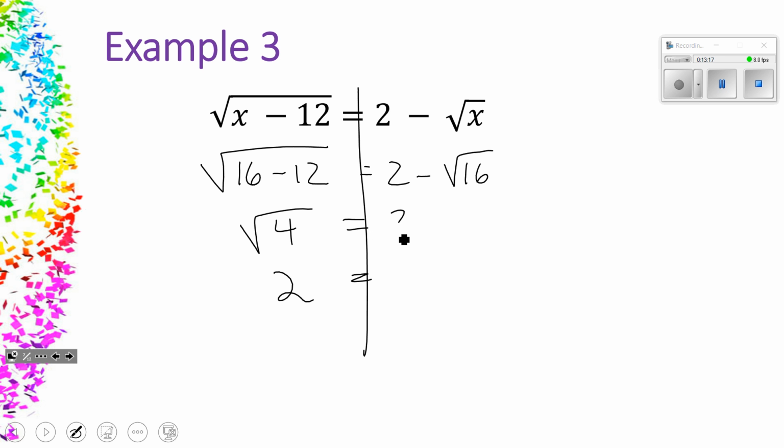On this side, square root of 16 is 4. But what's 2 minus 4? Are the two sides equal? No. So what will we say about 16? Yeah, it's your word. It's extraneous. It doesn't work. Any questions? So this would have no solutions. That would be the answer to the problem: no solution.